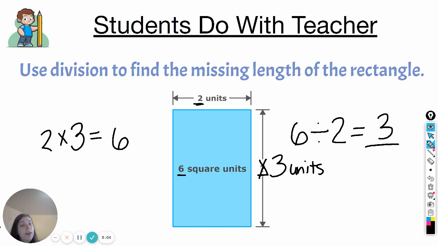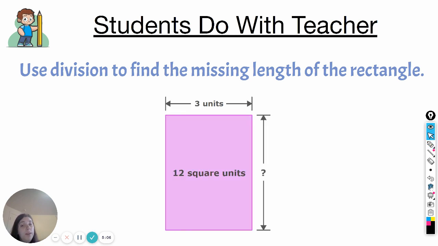Okay, let's go ahead and try one more together. I'm going to give you just a moment to draw your rectangle and label your 12, your side of 3, and your side of unknown, and then we'll work on solving it together.